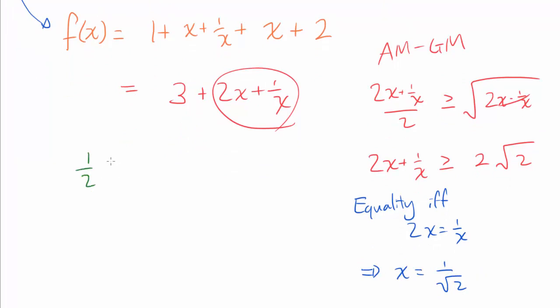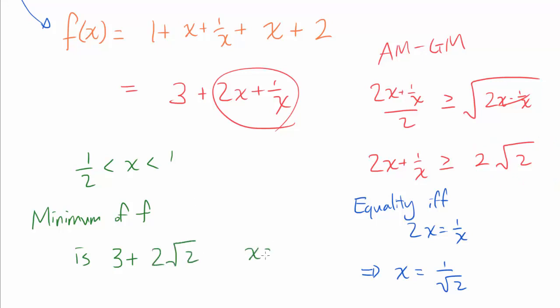So we have shown that for x between 1/2 and 1, the minimum of f is 3 plus the minimum of 2x plus 1 over x, which is 2 times the square root of 2. And this occurs when x is 1 over square root of 2. And realize that 1 over square root of 2, or square root of 2 over 2, is around 0.7, since square root of 2 is around 1.4. This is actually between 1/2 and 1, so everything is working out.